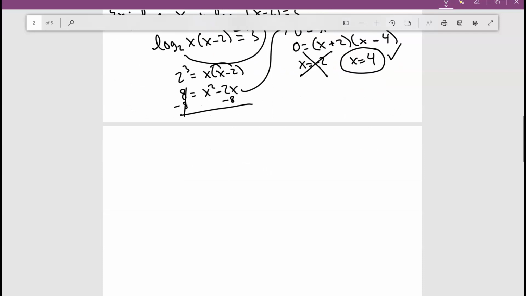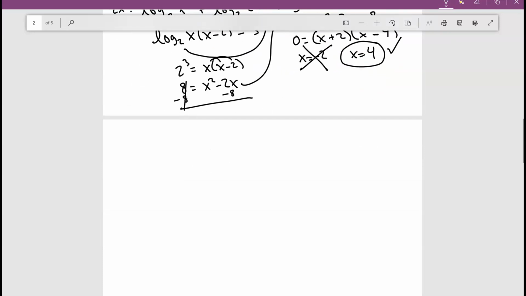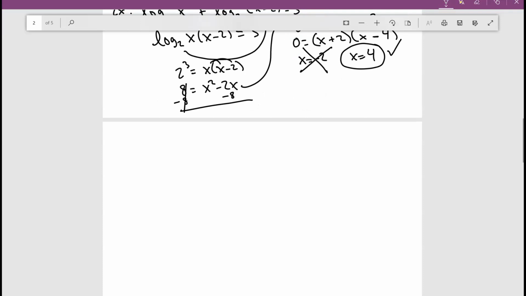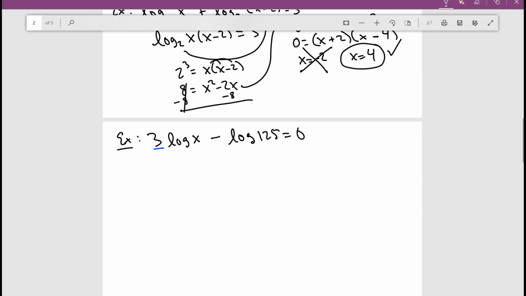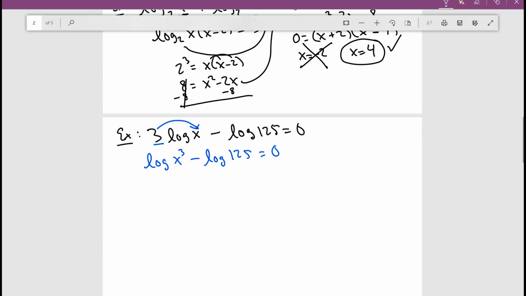All right, so now let's deal with problems like this one. So let's do one more of these before we get to the third case. So let's say we have 3 log x minus log of 125 equals 0. Okay, so here let's try to combine the logs because I see 2 logs, but before we combine them, notice that there's a 3 there. So I should probably do something with this 3. So let's bring it back to the top. So it'll be log x to the third power minus log 125 equals 0.